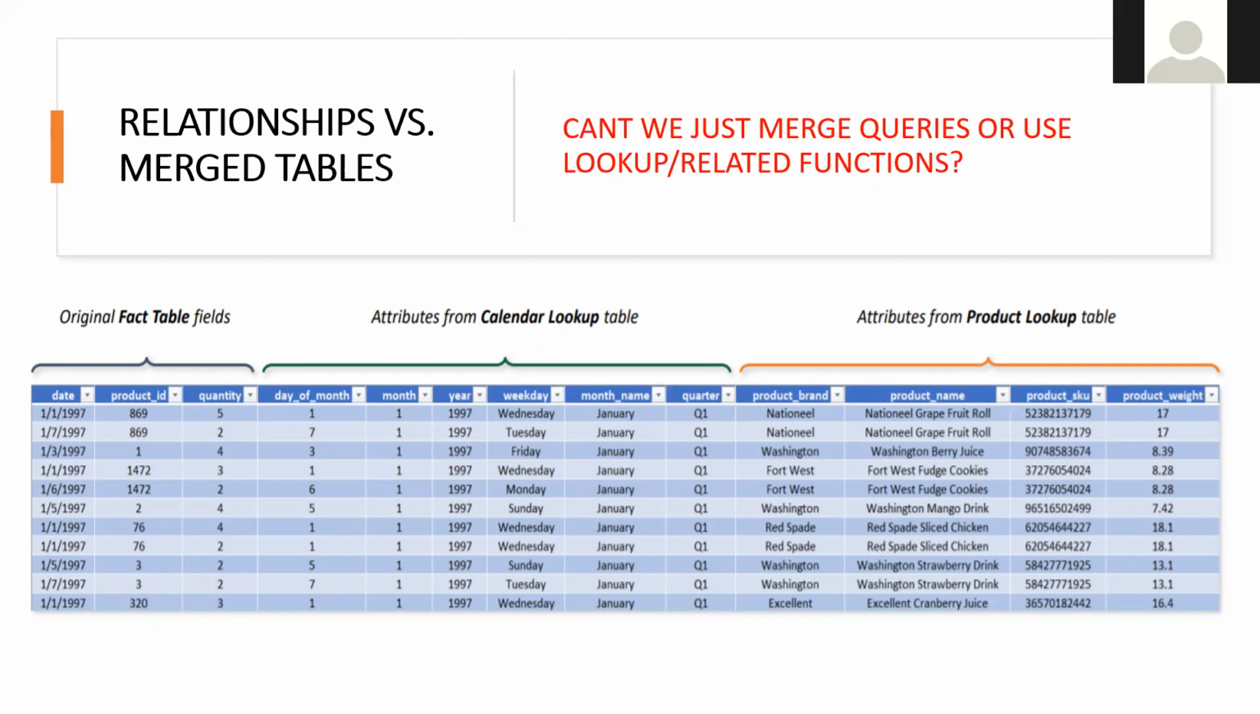Merging is additional columns, and appending is additional rows.